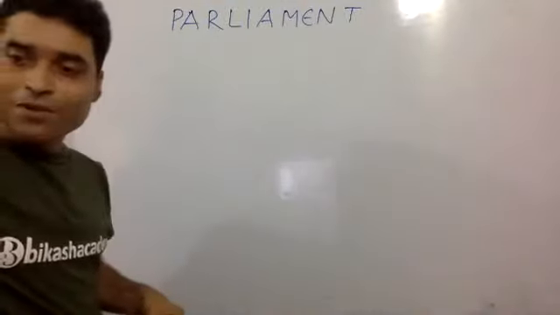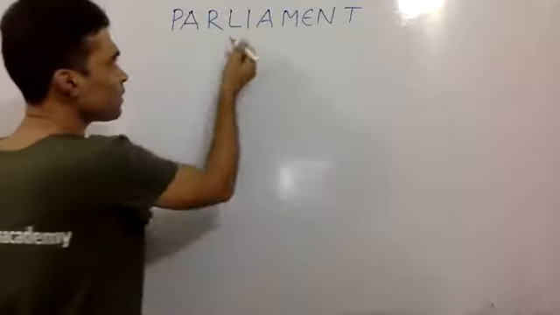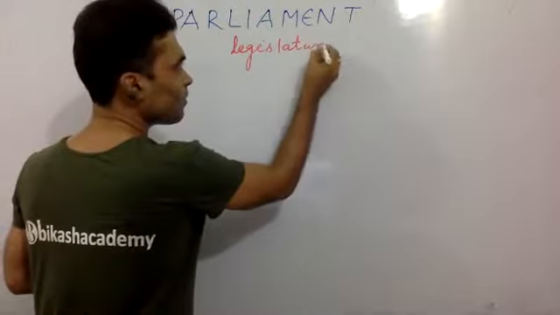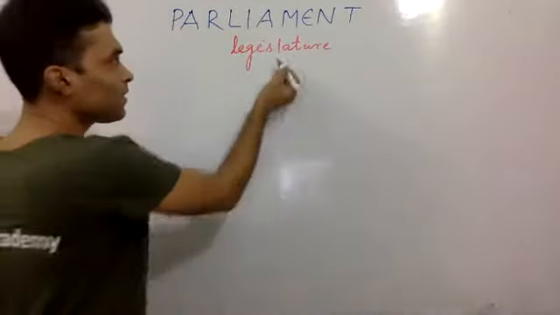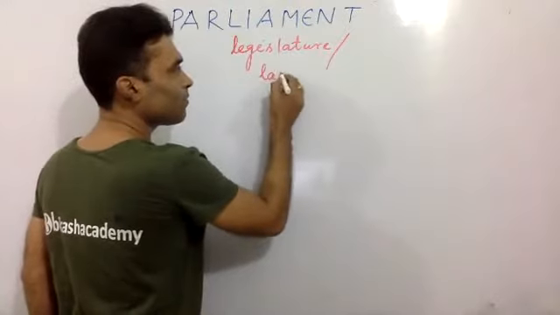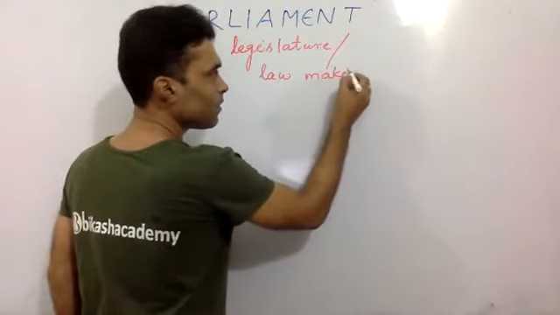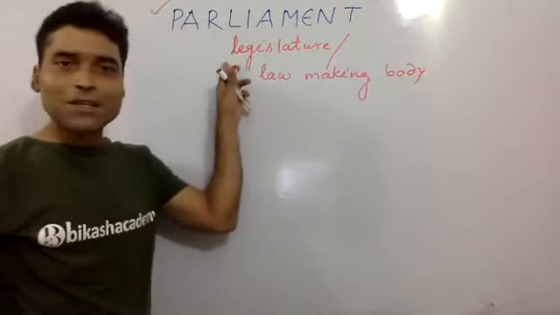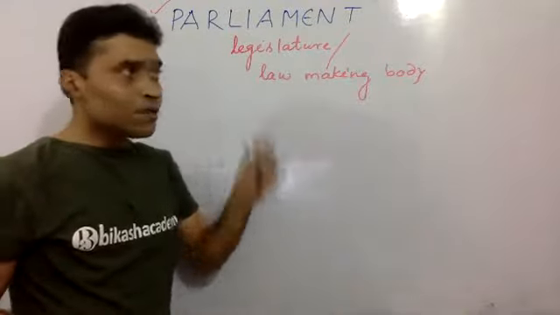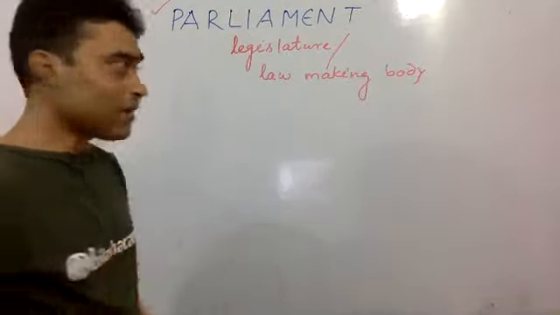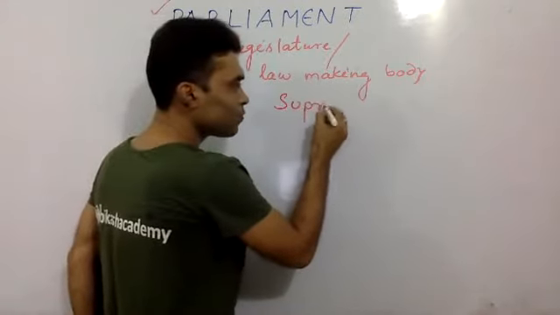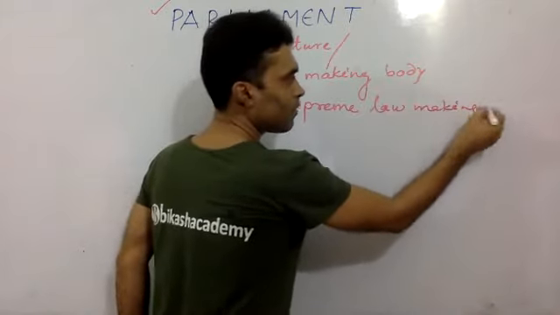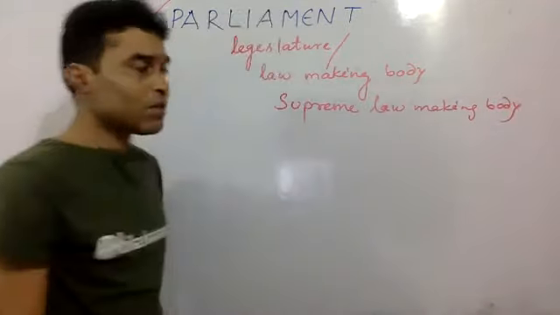You see, parliament means, you can say, legislature. What is legislature? Legislature means law-making body. So what is parliament? It's legislature, it's law-making body. It is the supreme law-making body in any country. I hope you got this point.